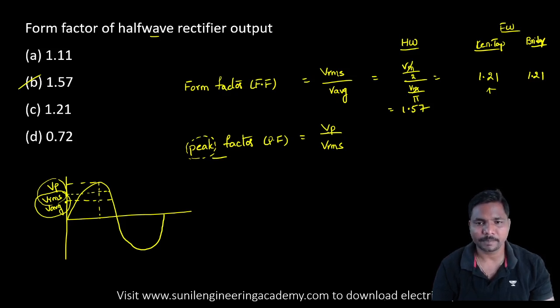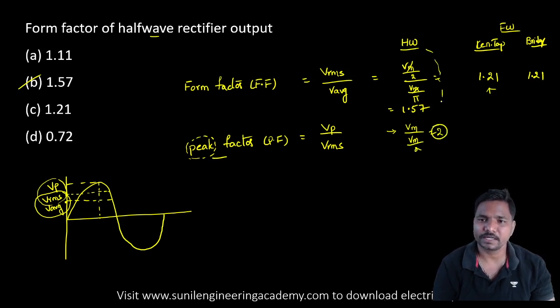Peak factor is nothing but peak value, or maximum value, divided by RMS value. What about the peak factor for the half wave rectifier output? Maximum value is Vm, and VRMS is Vm by 2. So the peak factor is 2, the highest peak factor. In case of center tap, maximum value is Vm and RMS is Vm by root 2, so the peak factor is root 2.